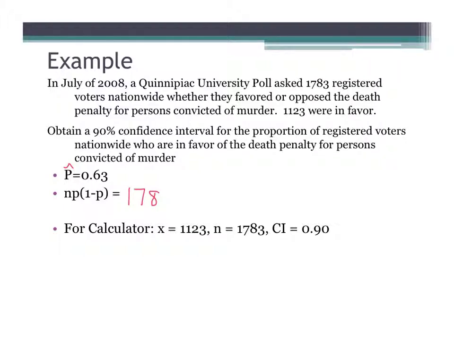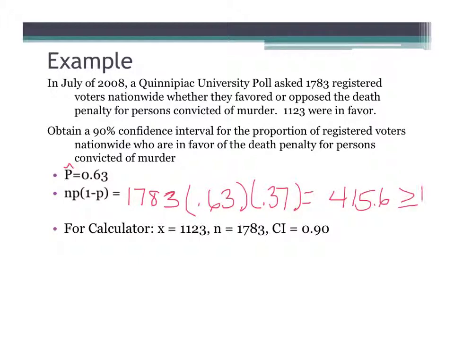1,783. Then we need to times that by the p hat, which is 0.63, and then 1 minus p hat, which is 0.37, which gives us 415.6, which is definitely greater than or equal to 10. And then obviously we only sampled 1,783, and that's definitely less than 5% of all Americans. So I'd say we're definitely below 5% of the population there.